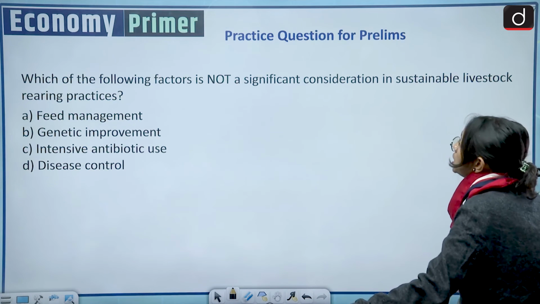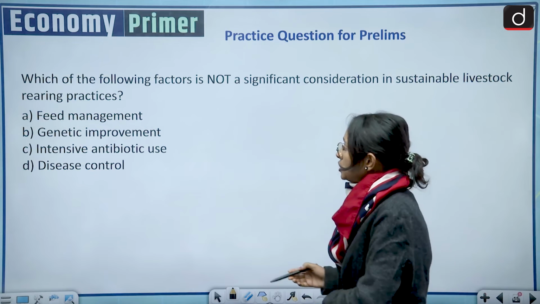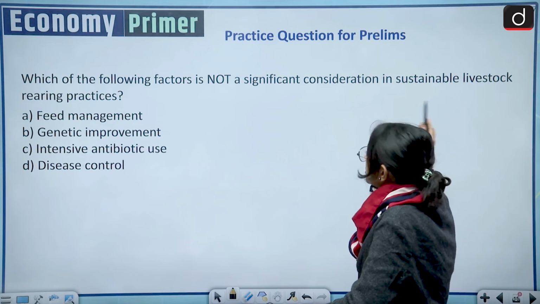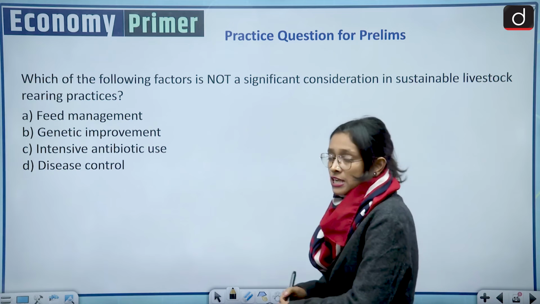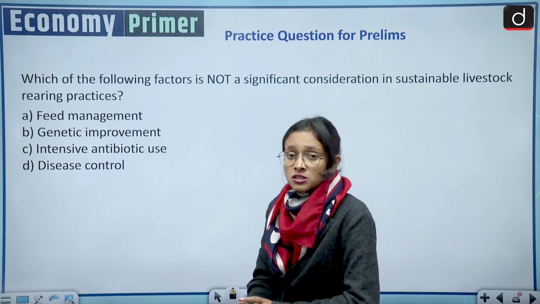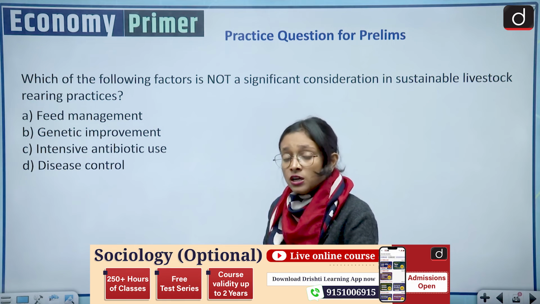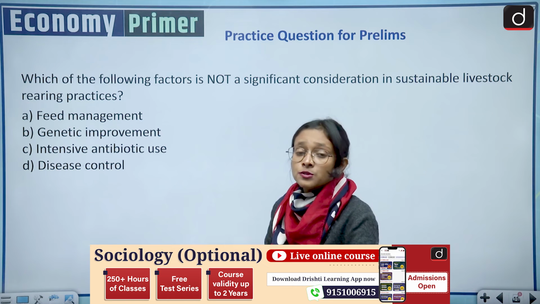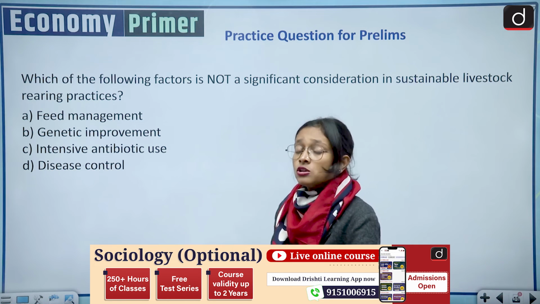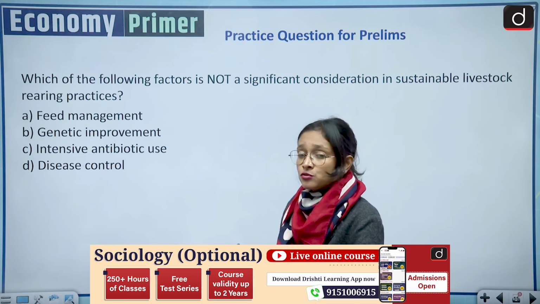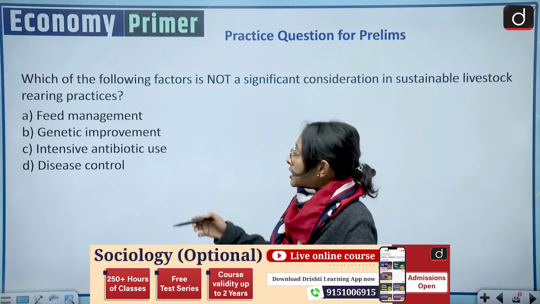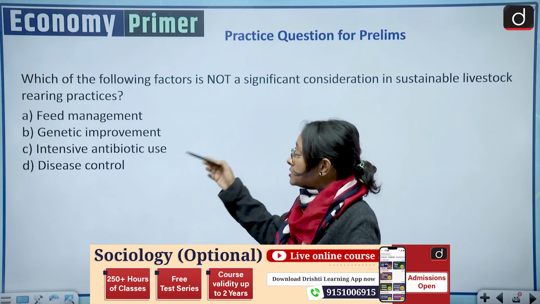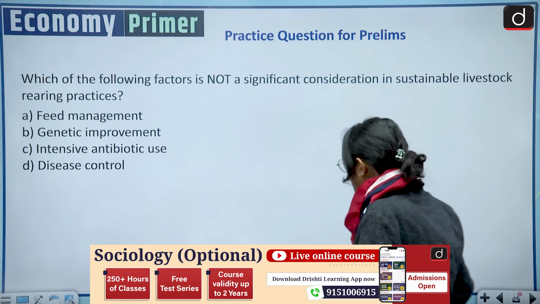The next slide is a practice question for prelims, and the question is: which of the following factors is not a significant consideration in sustainable livestock rearing practices? As we all know, we are moving to a sustainable world, and sustainable development is very much needed, as we are also doing in agriculture. In livestock also we have to focus on sustainability. Here are your options: feed management, genetic improvement, intensive antibiotic use, disease control. Kindly answer in the comment section.